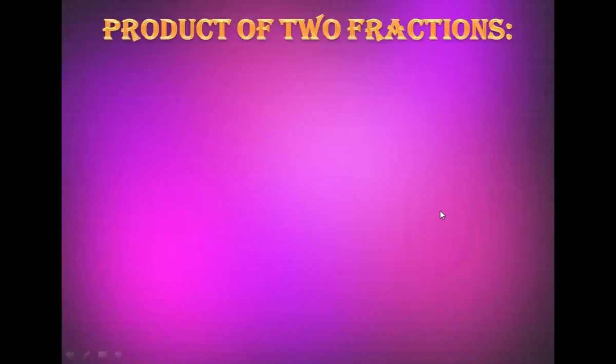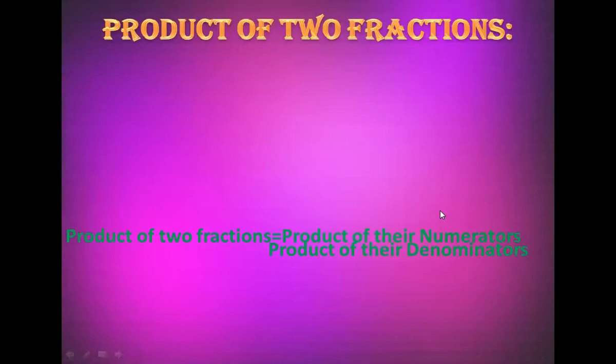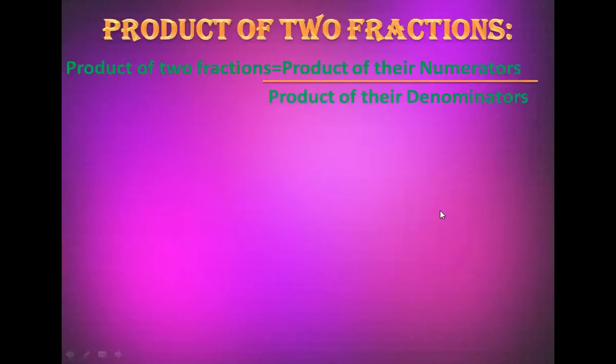Next is the product of two fractions. If you have two fractions, what will you do? Product means multiply. If you want to multiply two fractions, simply find the product of their numerators and multiply the denominators as well. Here is an example: 5 upon 9 multiplied by 3 upon 10. You have two fractions here. One fraction is 5 upon 9 and the second fraction is 3 upon 10. So you will simply multiply them.